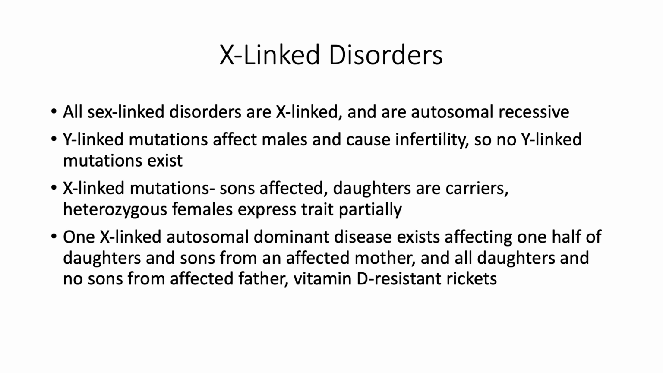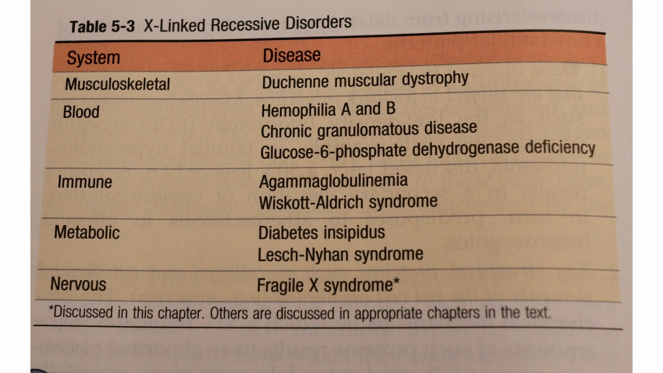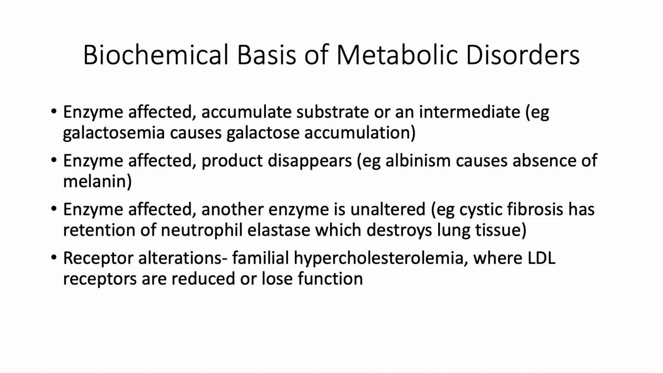One X-linked dominant disease exists, affecting 1/2 of daughters and sons from an affected mother, and all daughters and no sons from the affected father. And this example is characteristic of vitamin D resistant rickets. Here are some X-linked recessive disorders: Duchenne muscular dystrophy, hemophilia A and B, chronic granulomatous disease, Wiskott-Aldrich syndrome, diabetes insipidus, Lesch-Nyhan syndrome, and Fragile X.